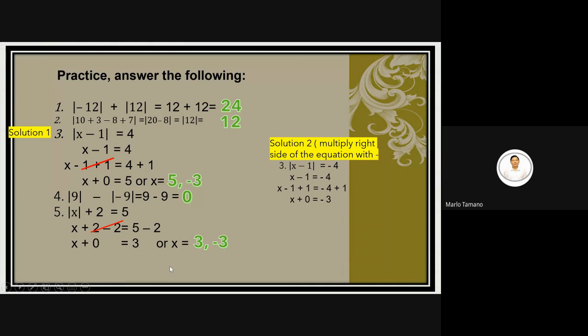Okay po? Checking lang. Now, kapag pinalitan naman natin yung negative 3 dito, the absolute value of negative 3 is 3, plus 2 is 5 pa rin. So, 5 is equal to 5. So, ibig sabihin, ang solution po natin ay 3 at saka negative 3. Dalawa po yung solutions natin. Okay? Naintindihan?